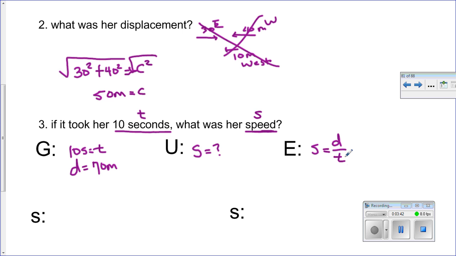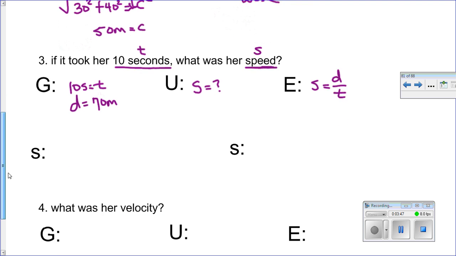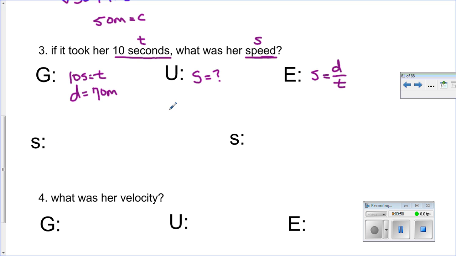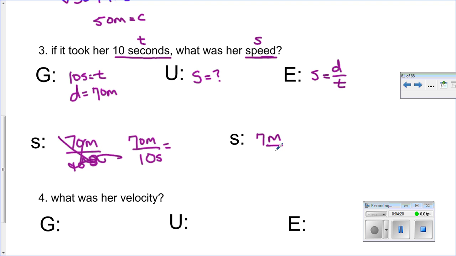Okay, so my equation is, remember we have to solve for the correct variable. Distance divided by time. If you didn't get up to this step, pause it and try it out. See if you can do it without looking. Okay, I'm going to substitute. What was my value for distance? 70 meters divided by, what's my time? 10 seconds. I'm just going to rewrite it. 70 meters divided by 10 seconds. So what are we going to end up with when we solve? 70 divided by 10 is what? 7 meters per second is our speed.